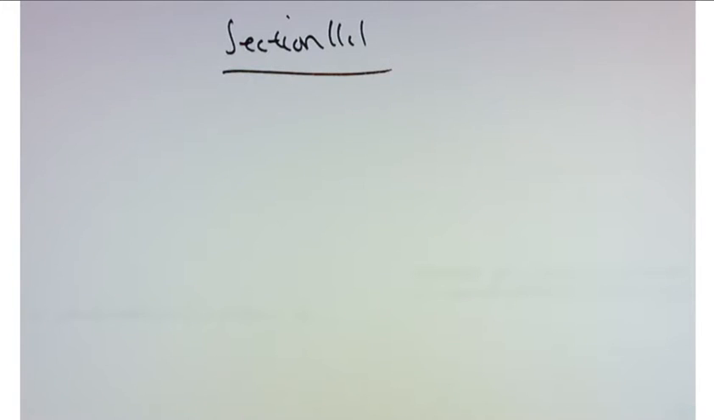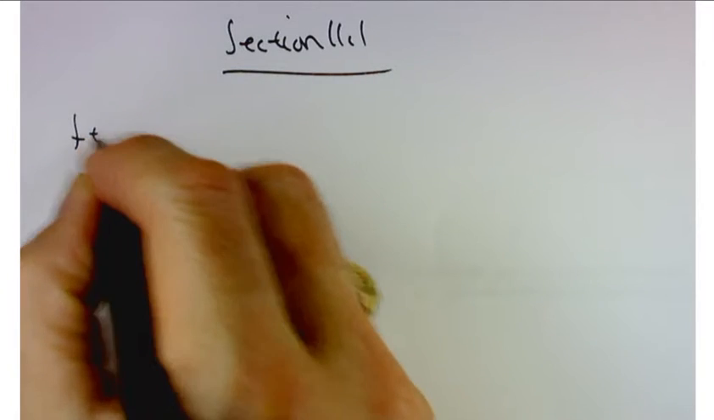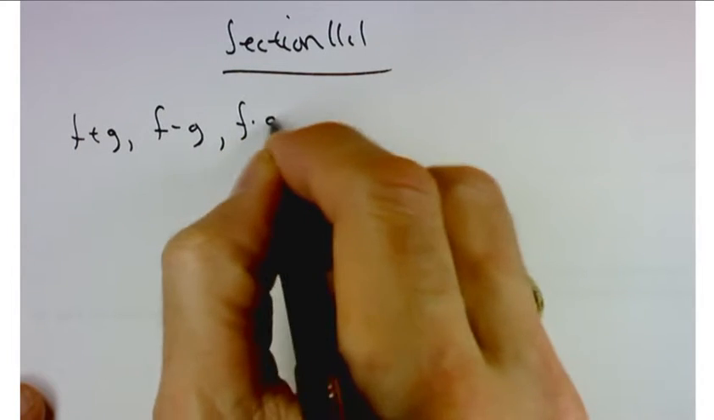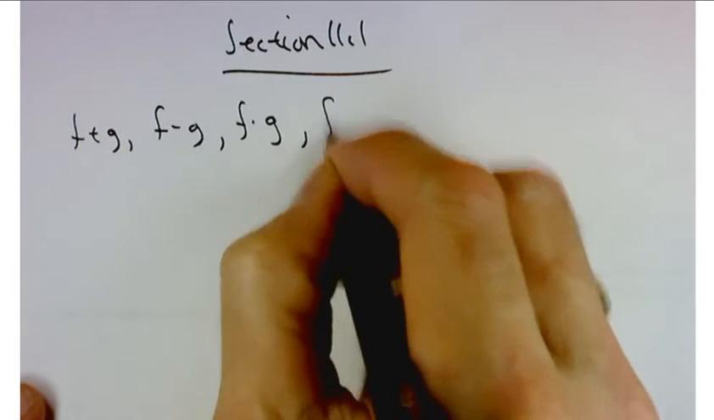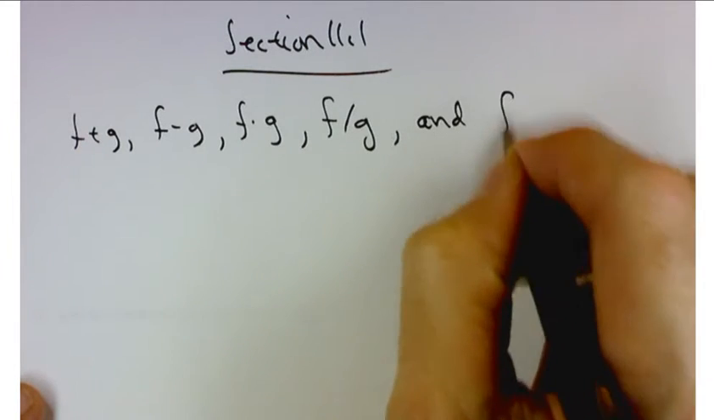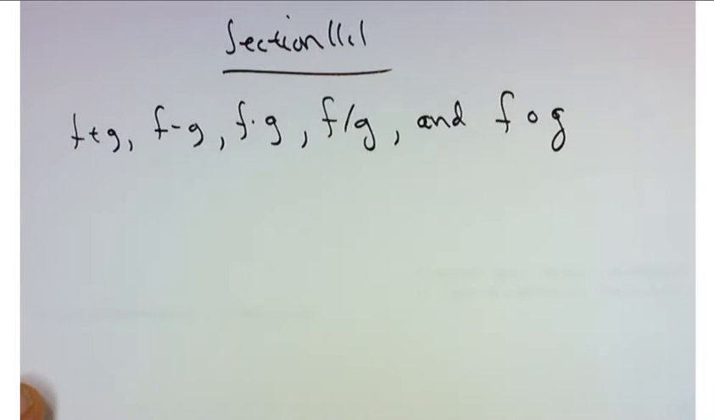This section is going to discuss some algebra of functions. And we're going to learn some notation like this: f plus g, f minus g, f times g, f divided by g, and f composed with g. Now that last one, at some point we'll take a look in the book and understand what that is.